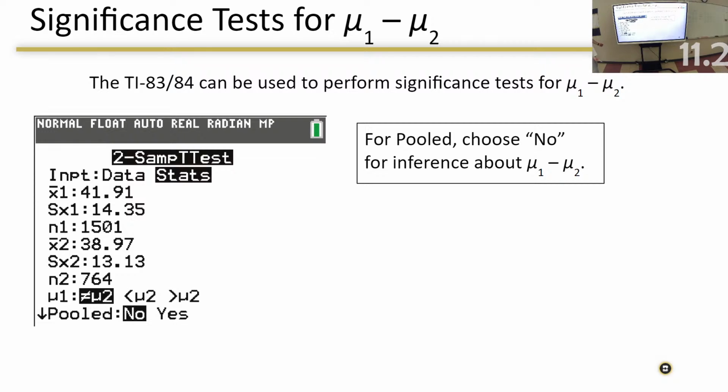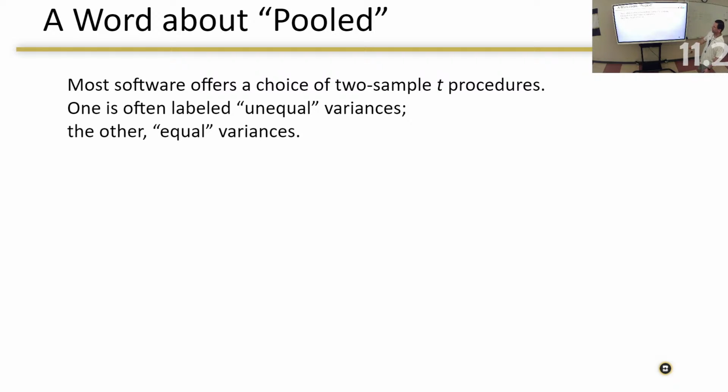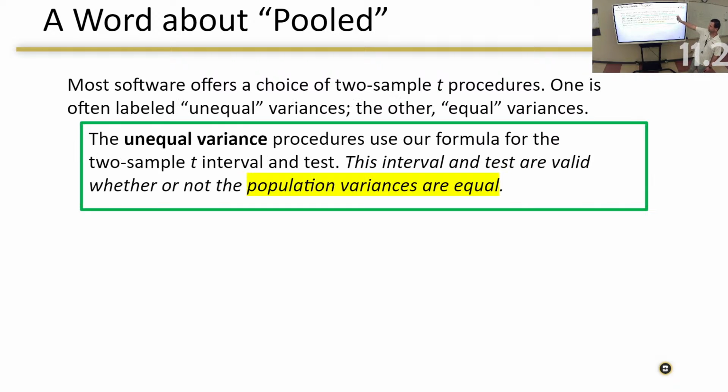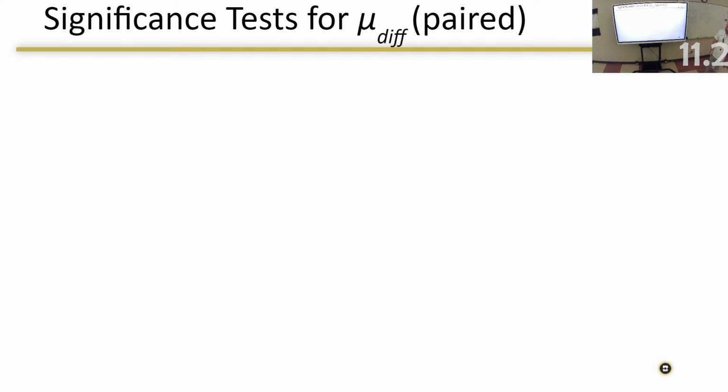Oh, here's how you do it on your calculator. Okay. Again, always put no for pooled. Always put no for pooled. I don't even want to talk about it. I don't think you'll ever, there's no need. Never use pooled. That's what you need to know.